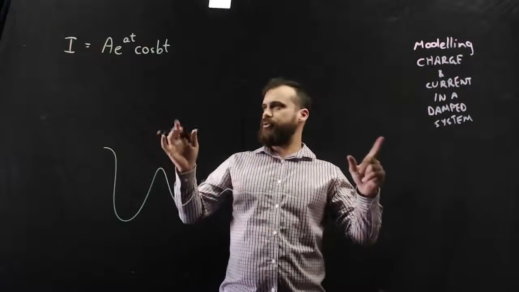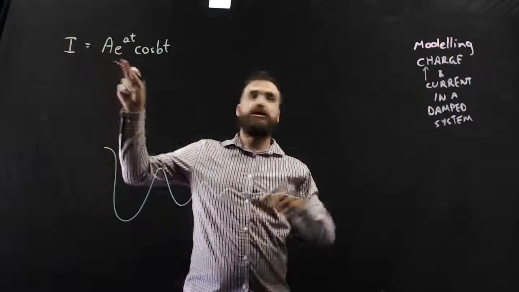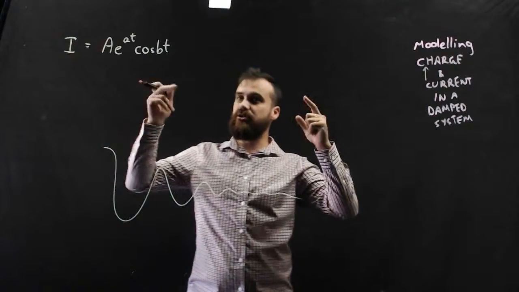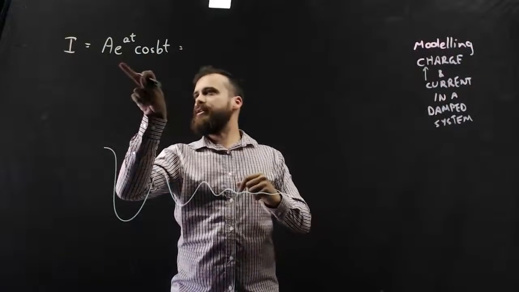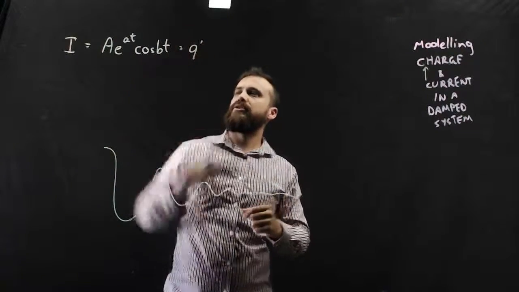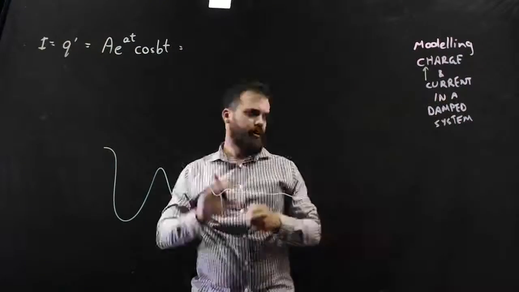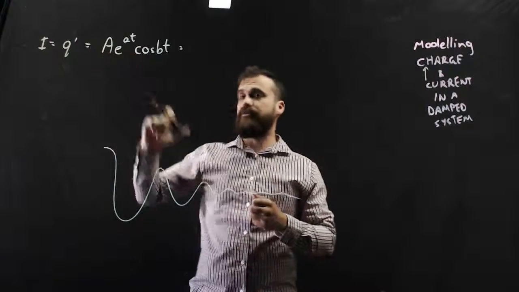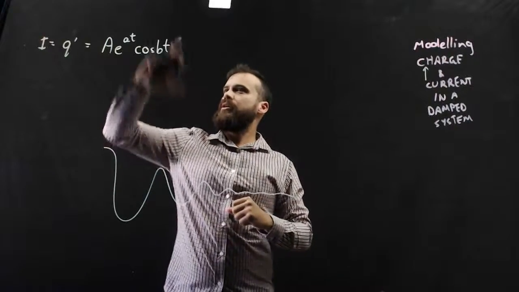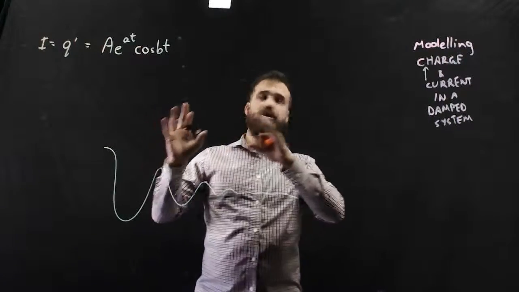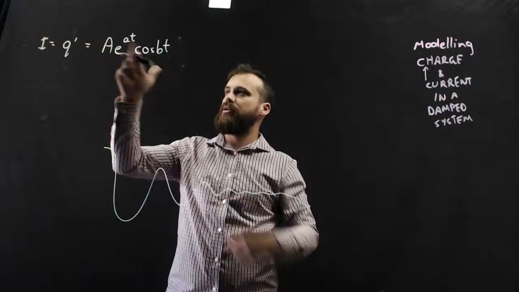Good. So you should also remember that current and charge are related. So current is just the derivative of charge. So if charge is the letter Q, then that means that this is equal to Q dash. I can kind of write that a slightly different way. So I is equal to the derivative of Q, which is the charge, which is equal to A e to the AT cos BT.